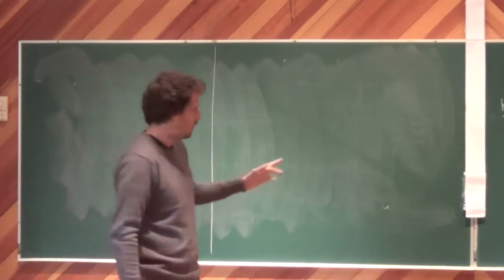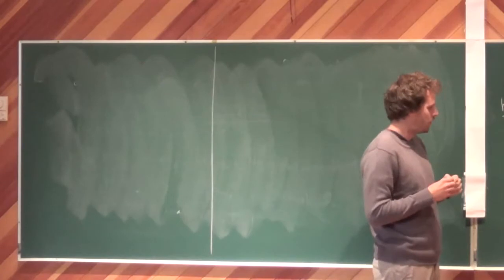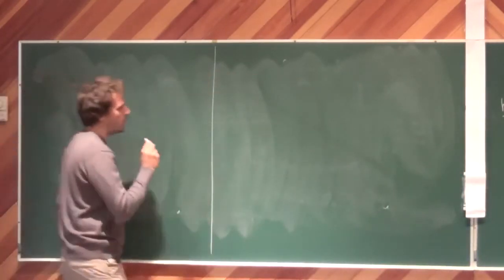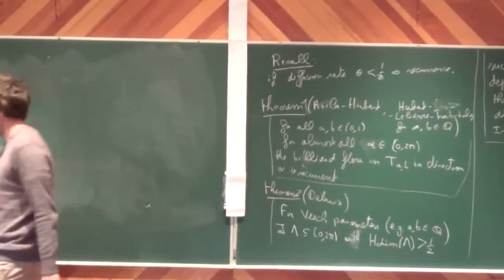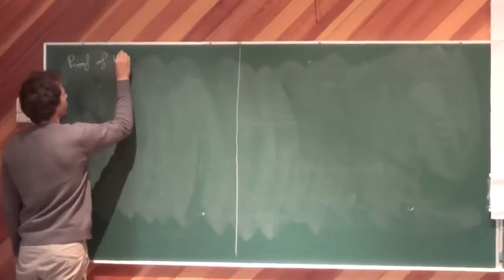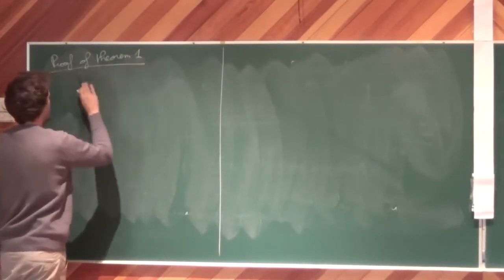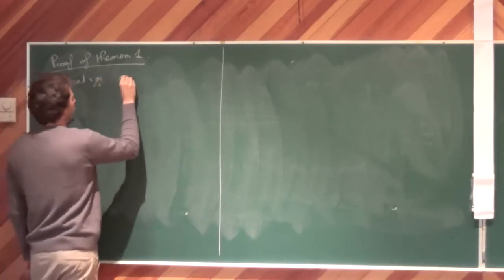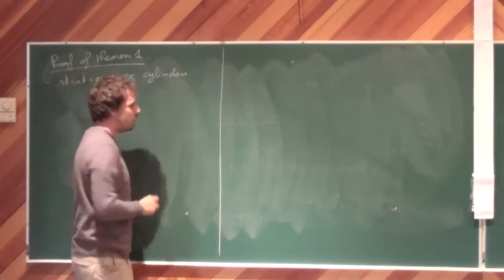So the strategy for getting recurrence is to use the very special geometry that you get from flat surfaces, namely cylinders. So let's call them theorem 1 and theorem 2, it will be easier. Proof of theorem 1. So strategy: use cylinders. And we want to use cylinders in the infinite surface.